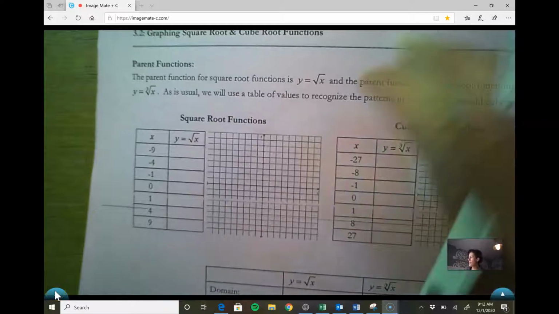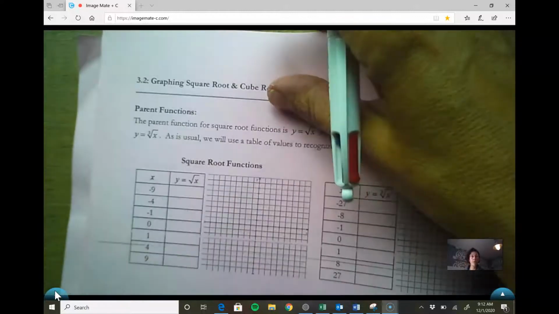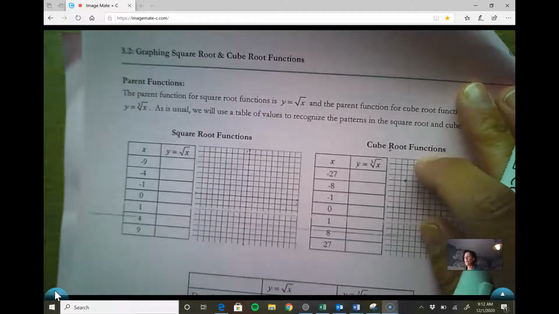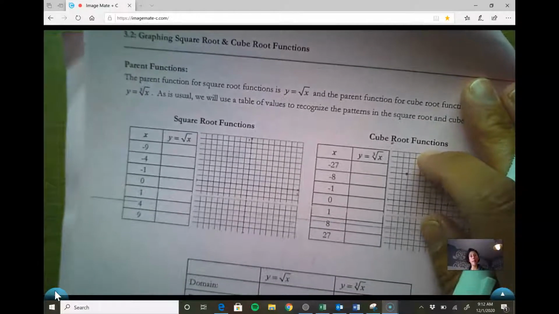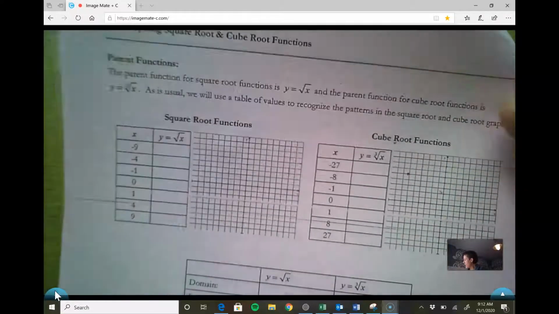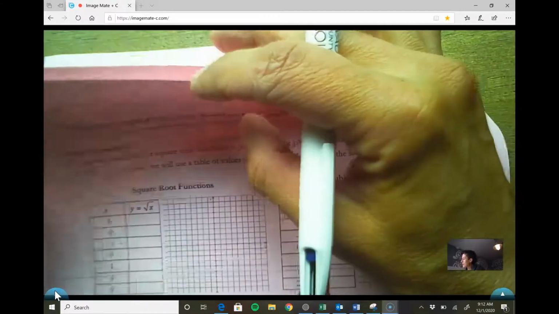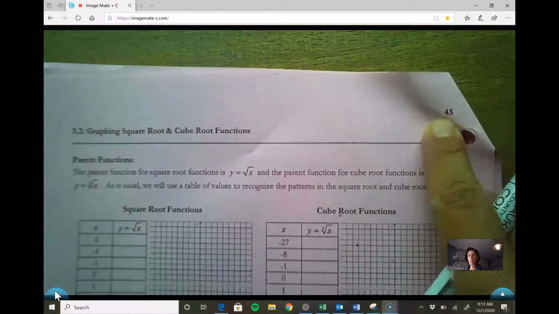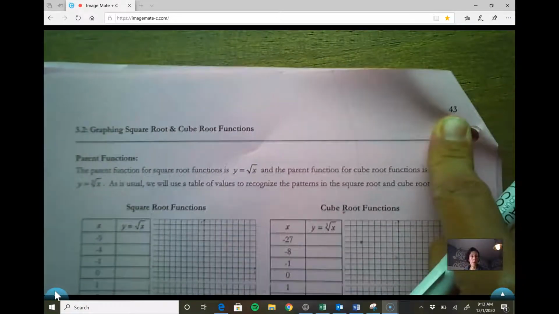Hello everyone, we are back in our pink packet and we are continuing with chapter 3, and today we're going to cover graphing. So you're going to see a lot of the same things that we've already done in our chapter 1 and chapter 2. So I am on page 43 in your packet, and the page numbers, if you haven't noticed, are in the top right corner.